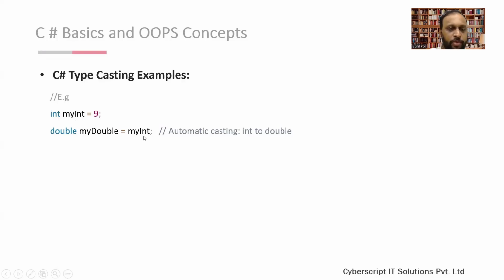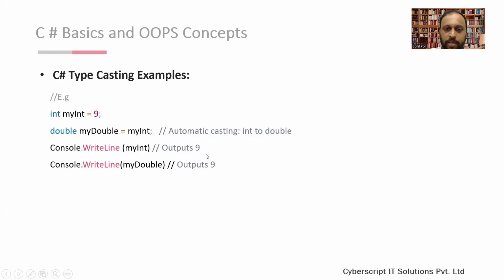So the myInt value is assigned to myDouble. It is possible because integer data size is smaller than double data size in memory. So here, with the help of Console.WriteLine, we are displaying the value of myInt as well as myDouble. That is nothing but 9.